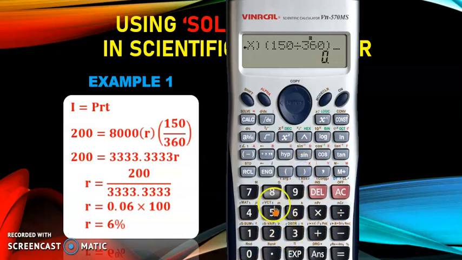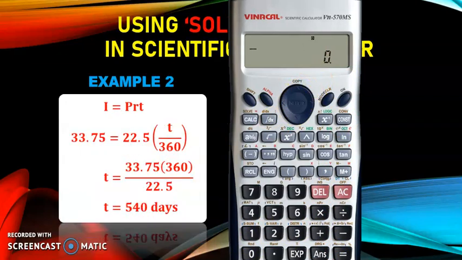How to check the answer? Press solve: shift, solve. Then we get 0.06. If you want to convert to a percentage, multiply 0.06 by 100. Then we get the same answer, which is 6%. Now let's look at the second example.